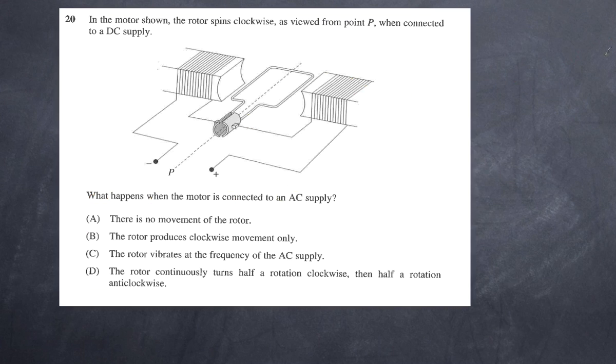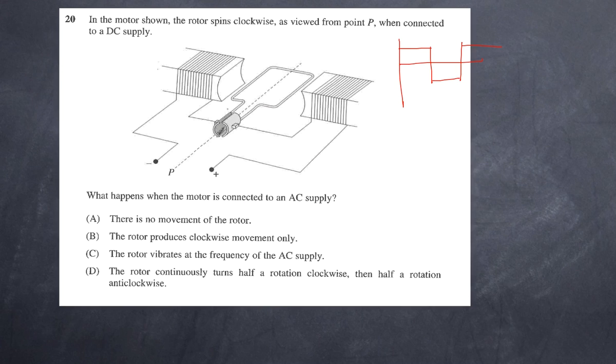And finally, question number 20. This one takes a little bit of explanation. In the motor shown, the rotor spins clockwise as viewed from a point P when connected to a DC supply. Now I'm going to assume that if we have a DC supply, then with the commutator we have a constant DC supply, but of course it changes direction in the coil because of the commutator, so the coil continues to turn in a clockwise direction.